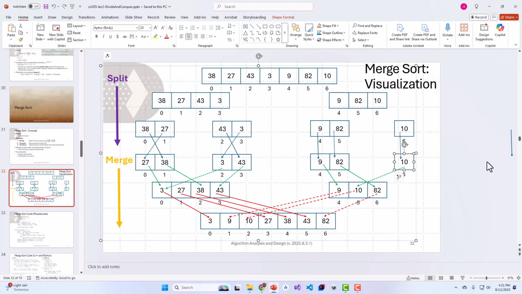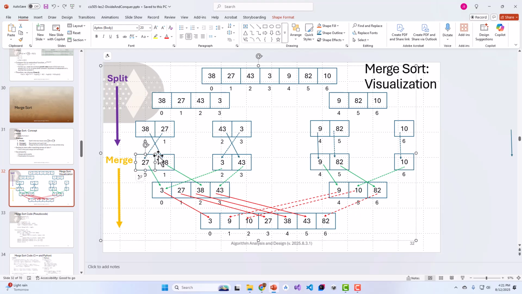And then these, they technically do another split and then come together, but I'm visualizing it here like they're just kind of swapping. But these would go down to size 1 and then swap. So 27, 38, 3, 43. You would agree within these individual subarrays, they are in order. 3, 43, 9, 82, and 10. The merge process looks like this.